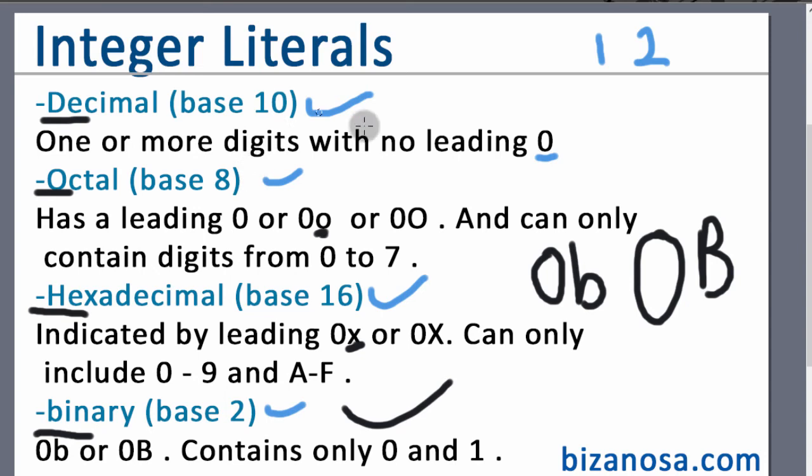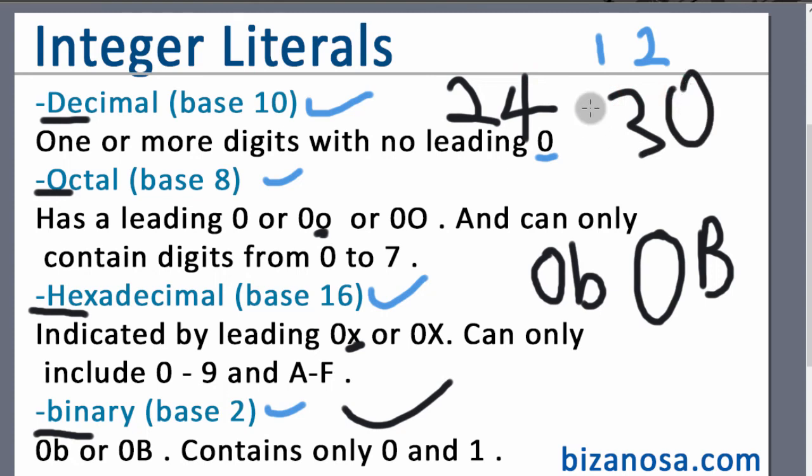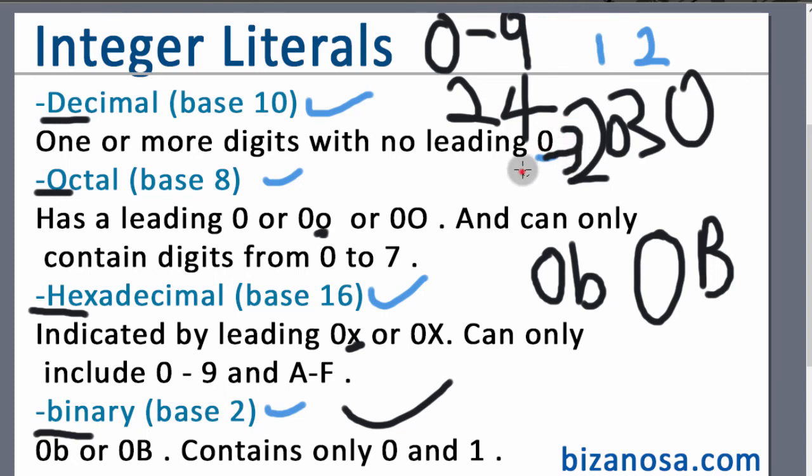And as I said, in most cases you're only going to find yourself using decimal numbers, and with decimal numbers they're very easy to write. If you want to write 24, nothing in front of it. You want to write 30, just that simple. You want to write 20, 30, you don't have to use anything before it or after it. As long as it's a number that contains 0 to 9 with nothing in front of it, it will automatically be interpreted as a decimal number.